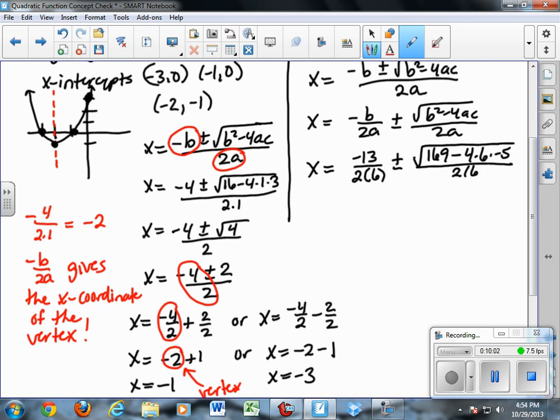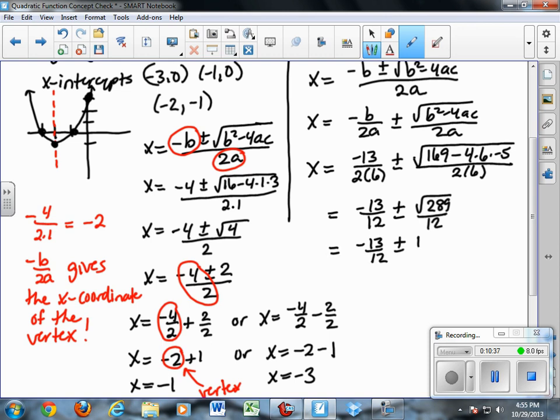So I have negative 13/12 plus or minus. This turns out to be, if I simplify, this is 169 and this is negative 120, or positive 120. So this is 289, the square root of 289 over 12, which is the square root of 17 over 12. So this turns out to be negative 13 over 12 plus or minus 17 over 12.